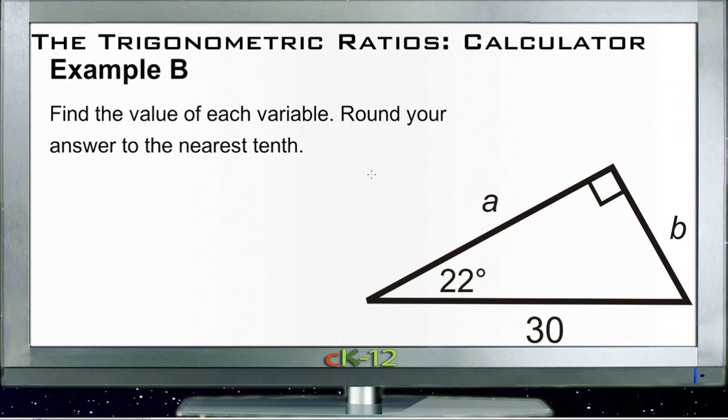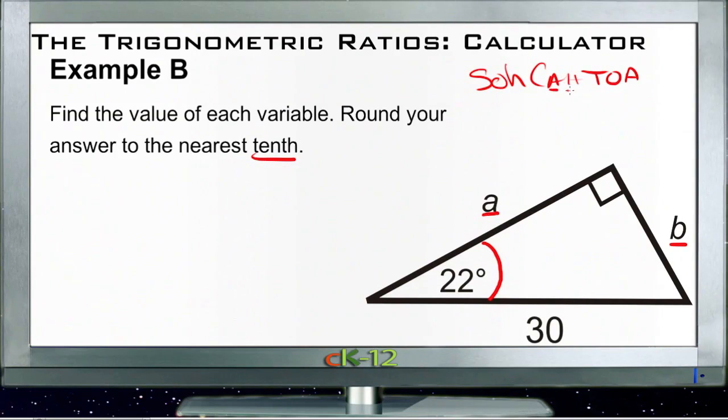All right, let's take a look at example B. Find the value of each variable, round your answer to the nearest tenth. You need to keep that in mind. So we're looking to use angle 22 degrees right here, and we need to find A and B. So we're going to use SOHCAHTOA. We know the hypotenuse, and we're looking for, if this is our angle, then the first thing we're looking for is the adjacent side.